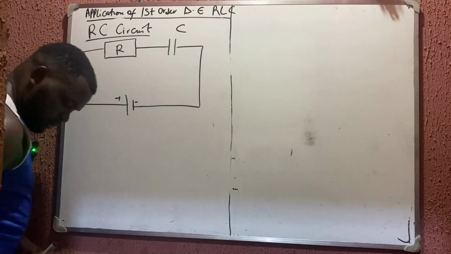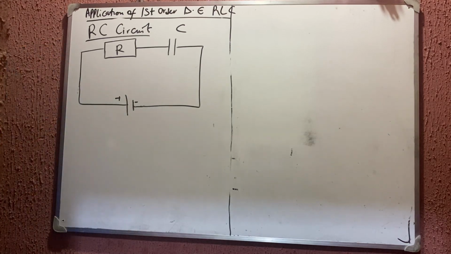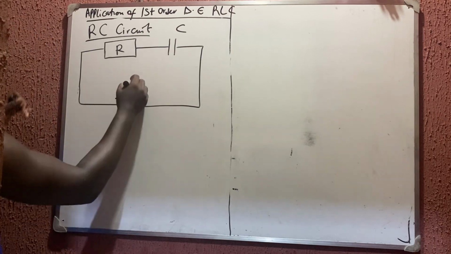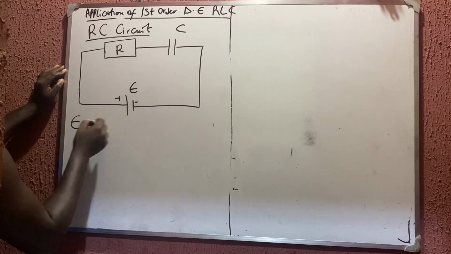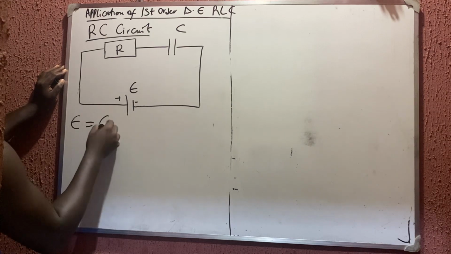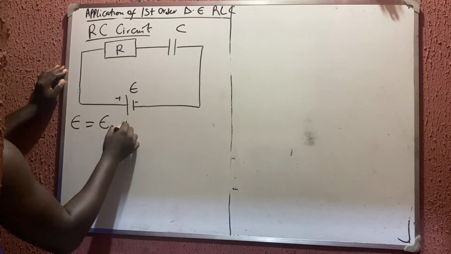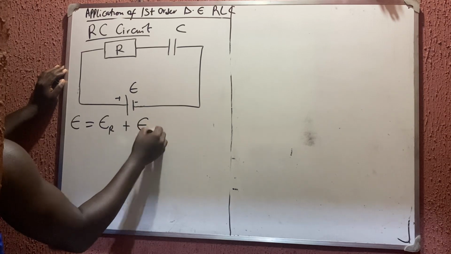All right, so if we still use the same law that we used again, that said that the total EMF, this is my EMF E, or potential difference, so that the potential difference across everything is equal to what? The potential difference across the resistor plus the potential difference across what? The capacitor.